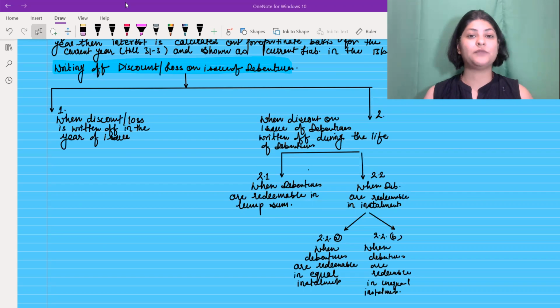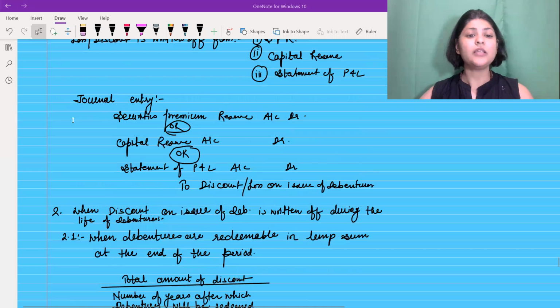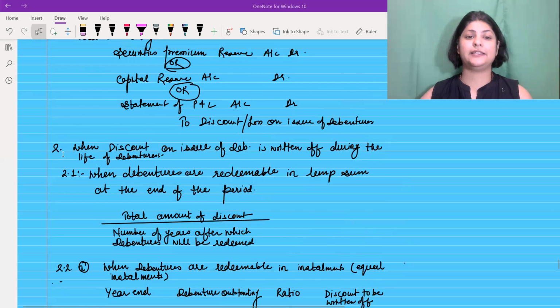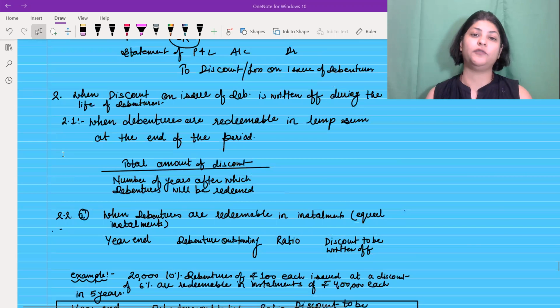So what we have done, we have spread this loss over 5 years, and then slowly, gradually, one year at a time we are using it for writing off this loss on issue of debenture. So let's read the cases for that. This second one over here, you read, this is the second case when writing off of the loss on issue of debenture is done over the period of life of debenture.